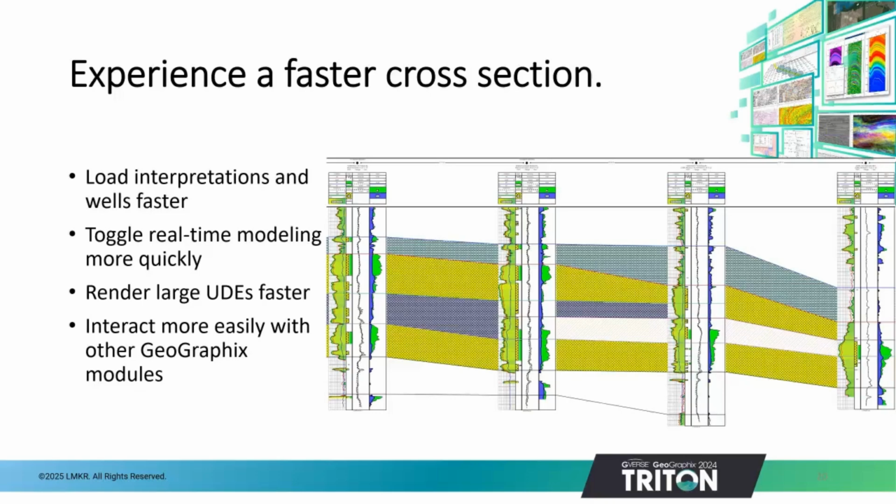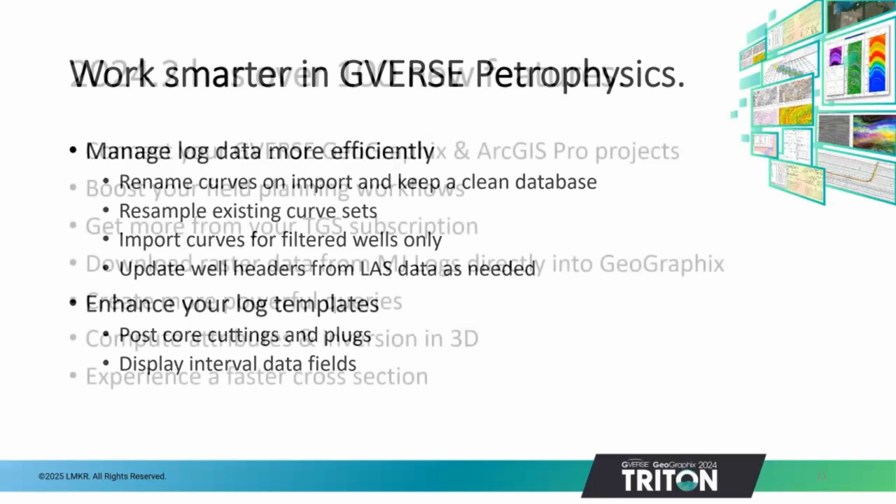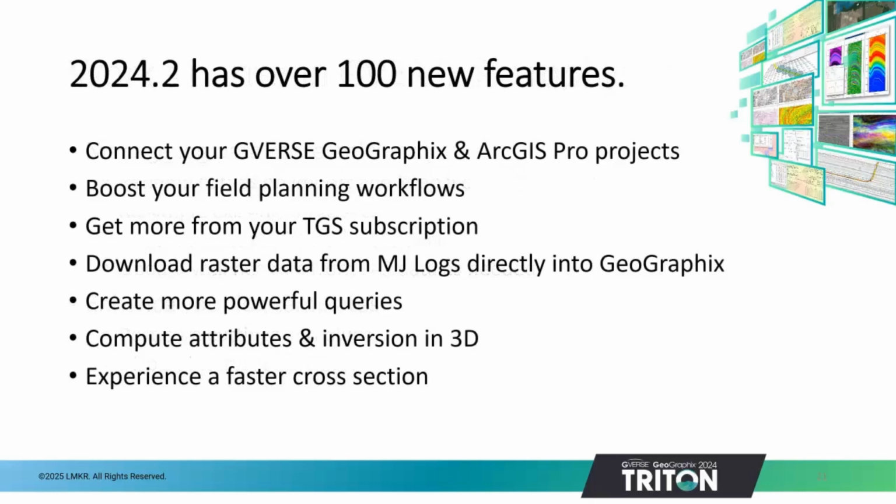And one last highlight, Petrophysics. You can now rename curves on import, resample curve sets, update headers, export wells in a single file, and more. We've also added new options for posting core data and customizing your templates. So that's a quick look at what's new in 24.2. We've got over 100 new features in total, but these are the ones that I think you'll use right away.